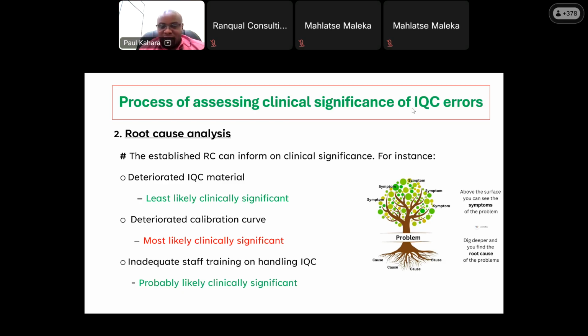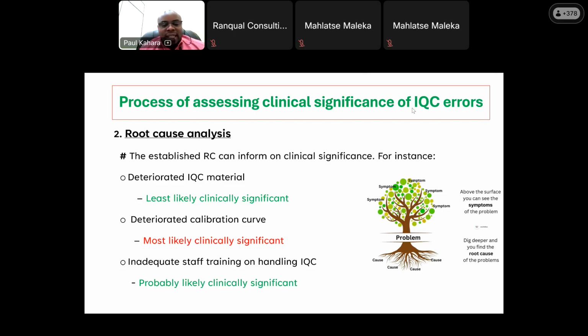Because the problem is not the equipment, the problem is not the calibration curve, the problem is not the staff, the problem is only the IQC itself. And therefore, we know from this point that this IQC failure is least likely to be clinically significant.